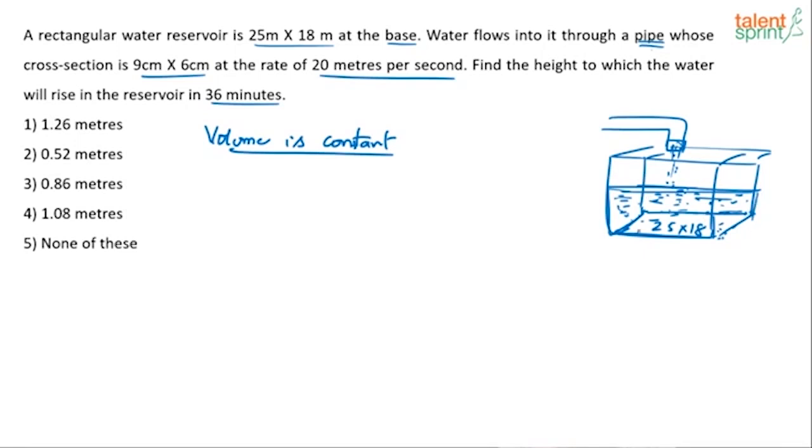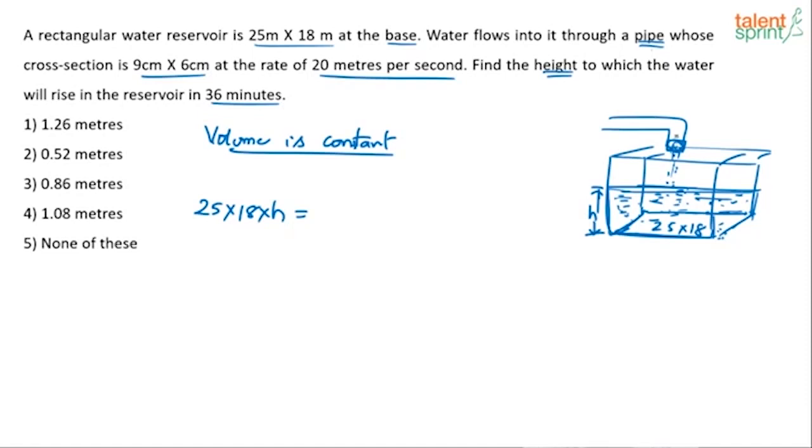What is volume? This is like a cuboid, right? What is the volume of a cuboid? Length into breadth into height. Length is 25, breadth is 18. Let's assume the height is h. That's what you have to find out, right? What is the height of water? Find the height to which the water will rise in the reservoir. So length into breadth into height, volume, equals the volume of what? The water discharged by this pipe.